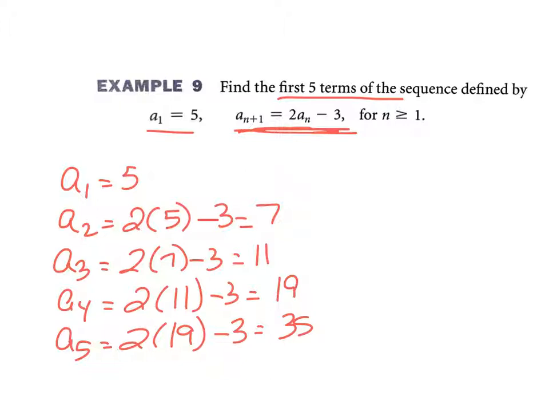I will show you one more way in class tomorrow if you didn't like that way, but that's the best way. I'm just being honest with you. Whenever you see this, think the next term is, and when you see this, I want you to think the previous term. So the next term is 2 times the previous term minus 3.